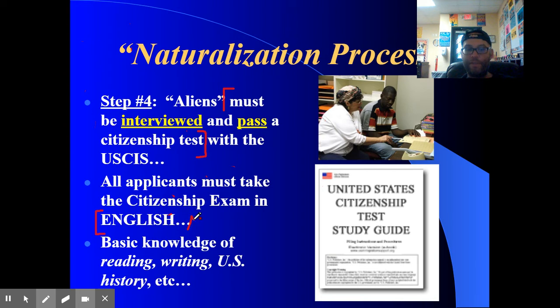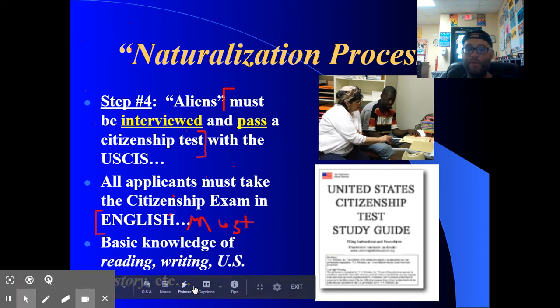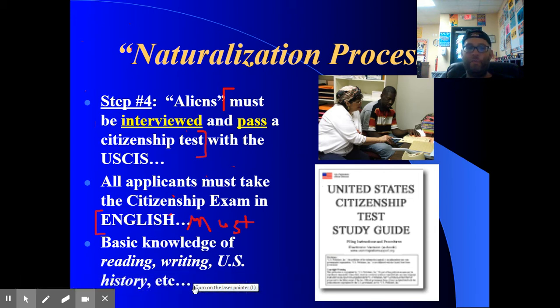People who are going to become a citizen in this country must be able, it's hard to write, so you want to write that down. They must know English because the test and interview that they're given is done in English. So if they can't answer or speak in English, they can't pass the test. So they must be interviewed and pass a citizenship test.